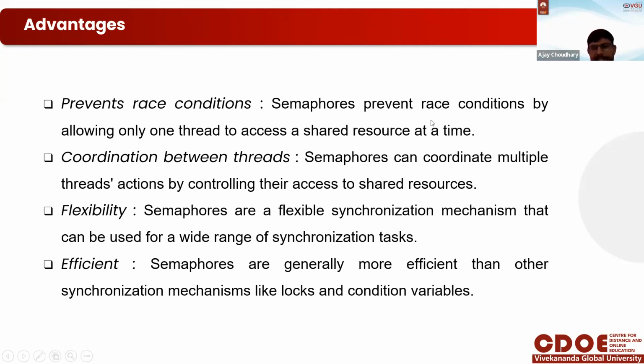Semaphores prevent race conditions by allowing only one thread to access shared resources at a time. Coordination between threads: semaphores can coordinate multiple threads' actions by controlling their access to shared resources. Flexibility: semaphore is also a flexible synchronization mechanism that can be used for a wide range of synchronization tasks. Efficient: semaphores are generally more efficient than other synchronization mechanisms.